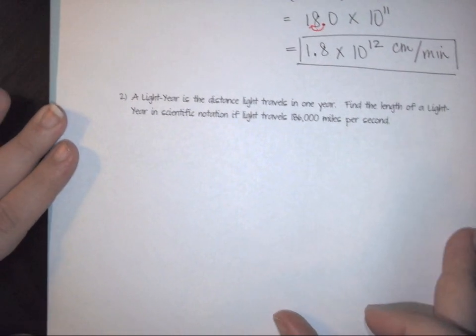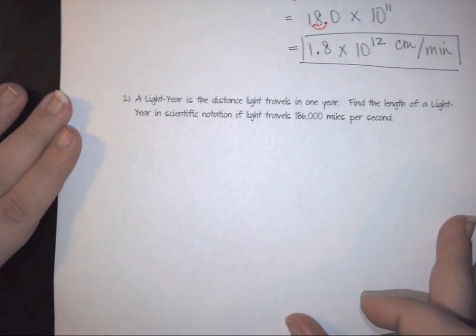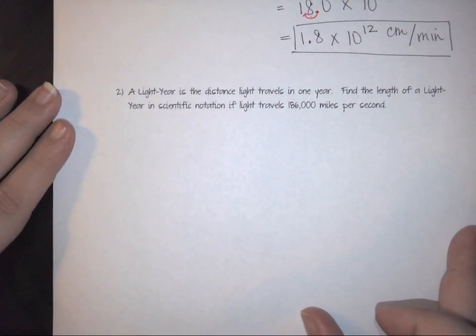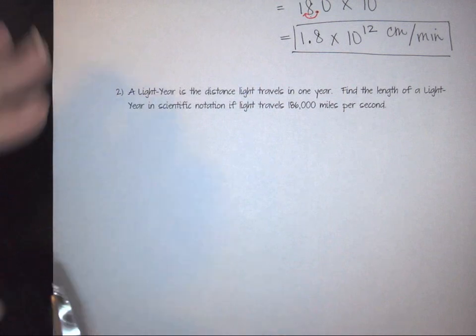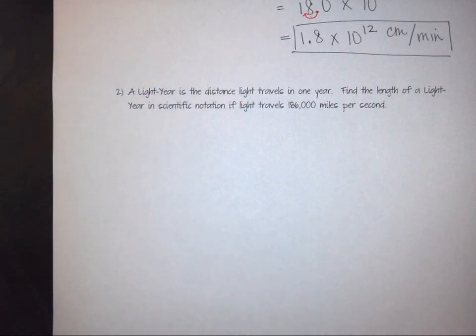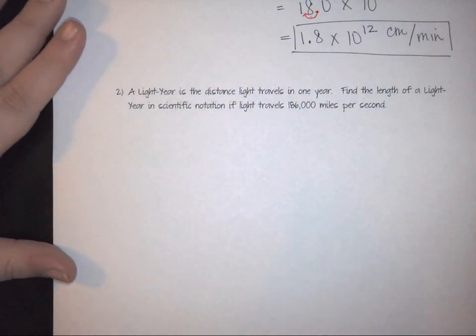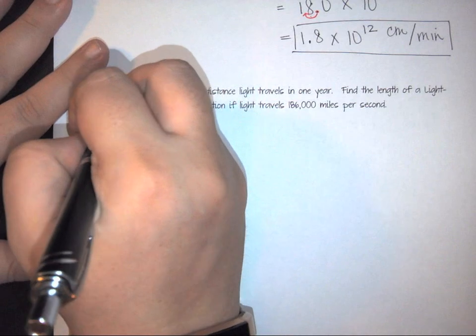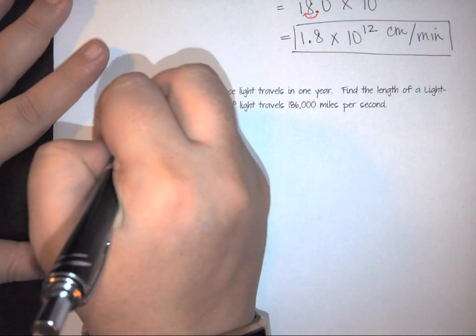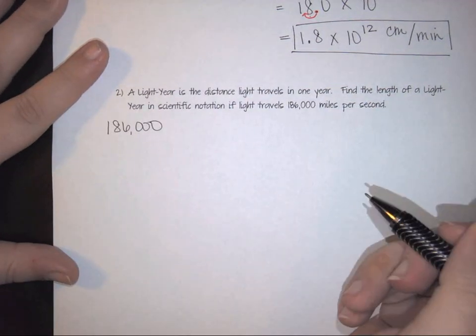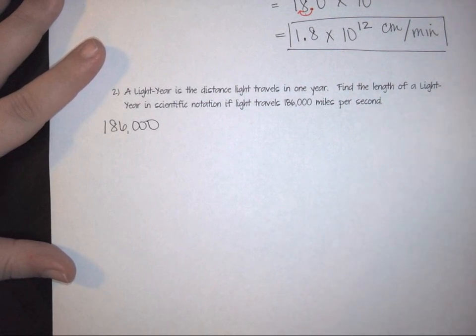Alright, now the last one I wanted to look at reads that a light year is the distance light travels in 1 year. Find the length of a light year in scientific notation if light travels 186,000 miles per second. So the first thing we need to do is take this 186,000 and convert it into scientific notation.